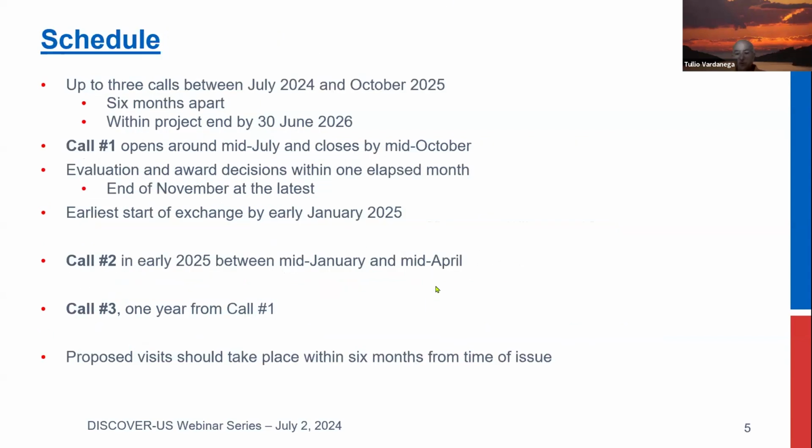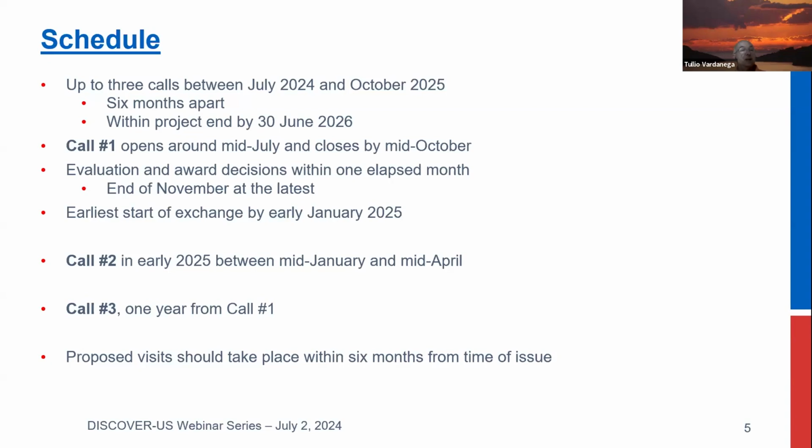The schedule, which is really the important part of this whole story. We would like to have a first call very, very soon. And we would like to have a third and final call by October. The reason is that we would like to be sorted by the final end of the project, which is in June 2026.